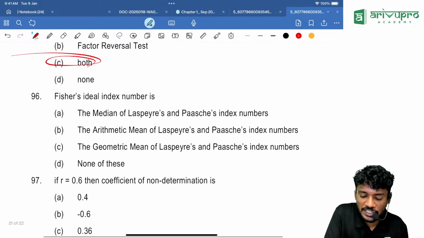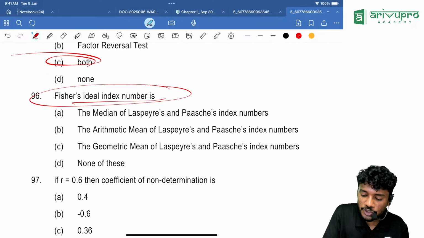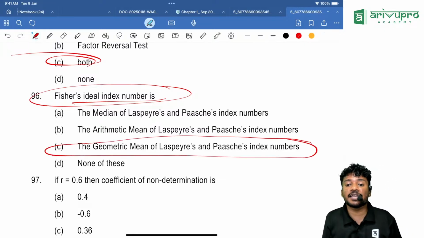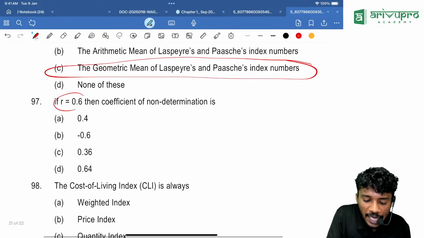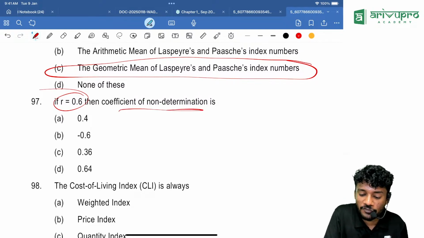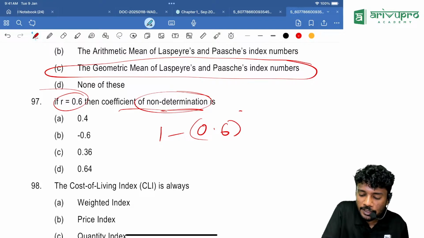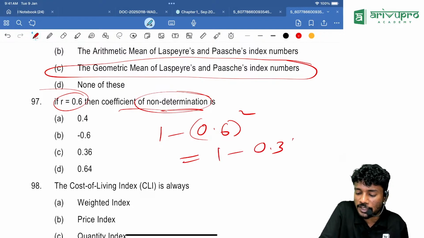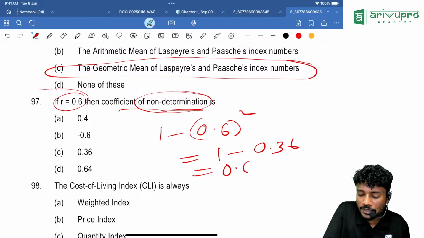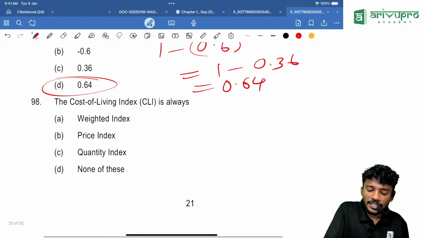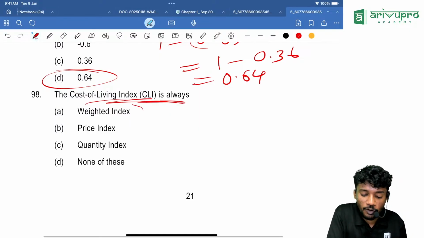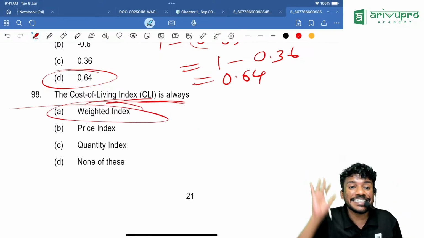Next one. Fisher's ideal index number is what? Geometric mean of Laspeyres and Paasche. Then r is equal to minus 0.6, coefficient of non-determination. What is it? 1 minus r square, that is 1 minus 0.6 square, which is equal to 1 minus 0.36. Answer is 0.64, option D. Then cost of living index is always what? It is a weighted index.